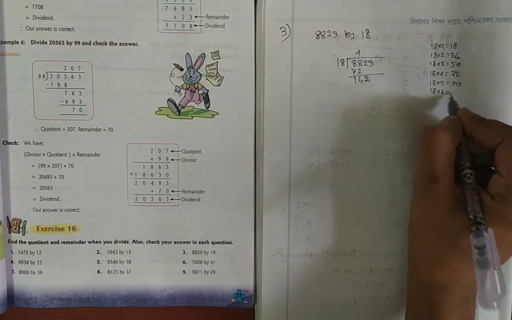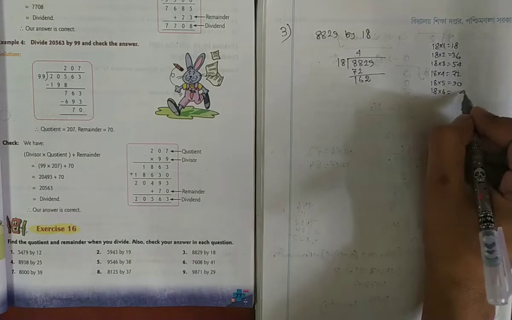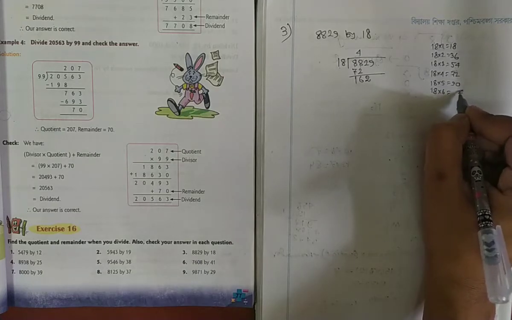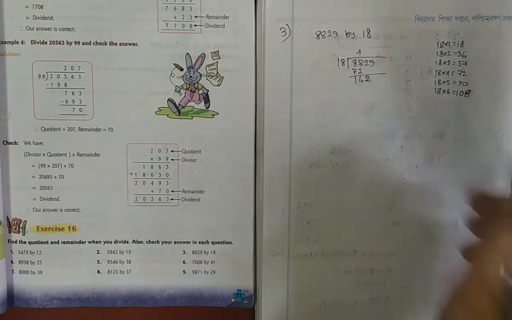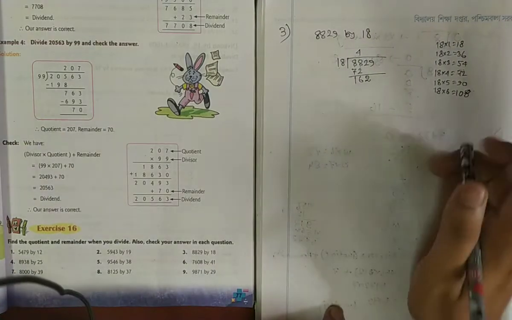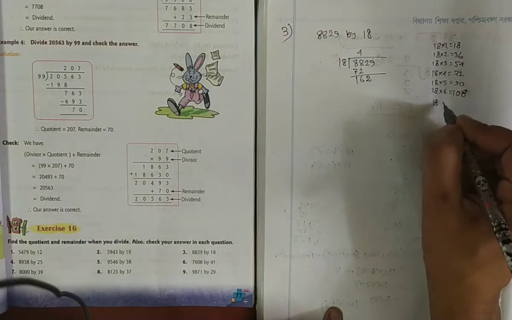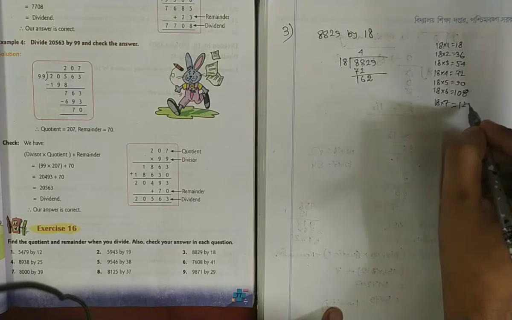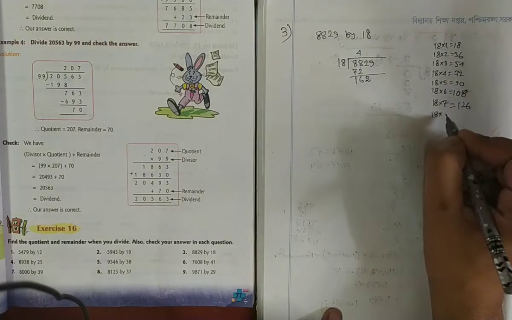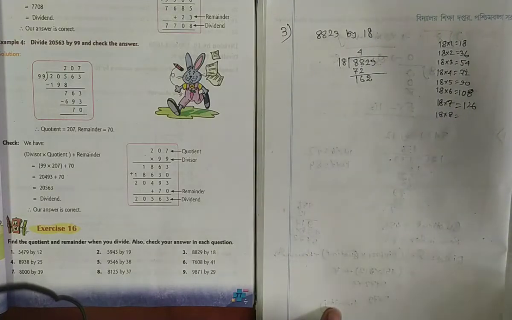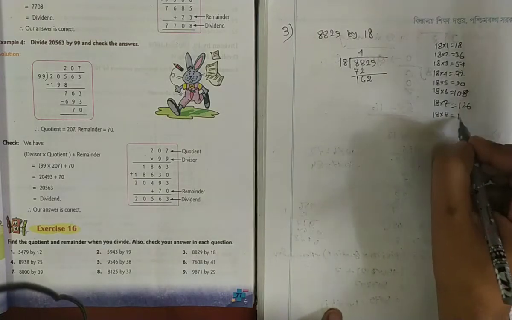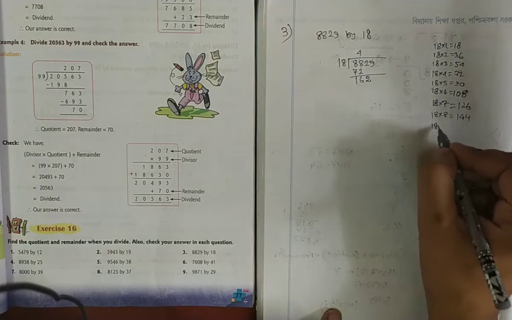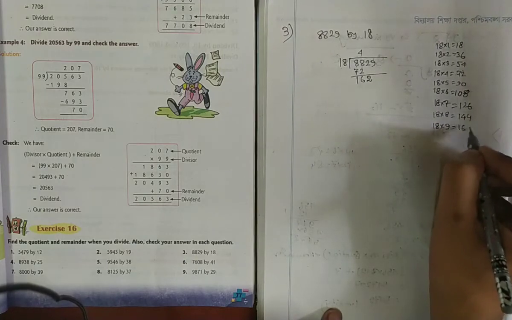18 sixes are 108, 18 sevens are 126, 18 eights are 144, 18 nines are 162.